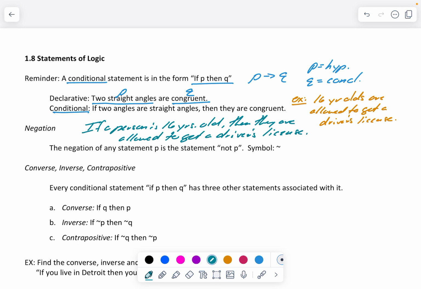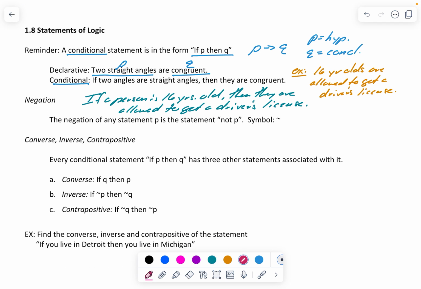So there we go. Now, negation, I'm going to put that in red, negation. The negation of any statement is the statement not P. So to negate something means it's not this, right? So in the example above, if a person is not 16 years old, that would make them not 16 years old. The symbol is that squiggly line, which is so much fun to make, right? So we would say not P. That's how we would write it. So not something, not P or not Q. We put that little squiggle in front of it.